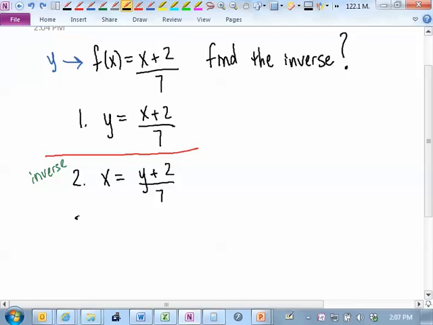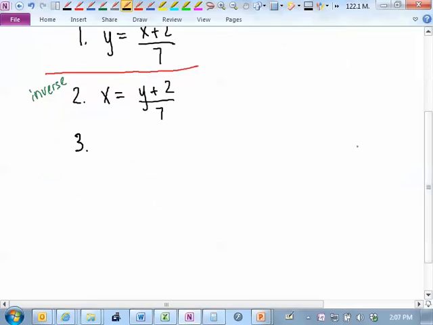Okay, so step 3 is to solve. How am I going to do that? Let's see. I'll multiply both sides by 7. Then I'll subtract 2 from both sides. Not that hard, is it? Yeah, if you multiply both sides by 7, you'll bust the fraction. I can show it right here.